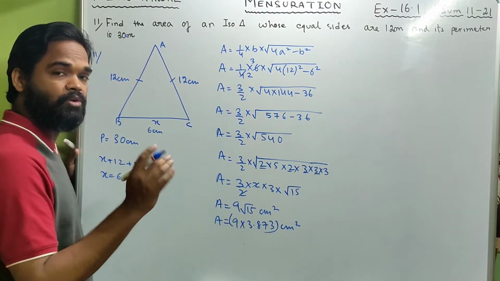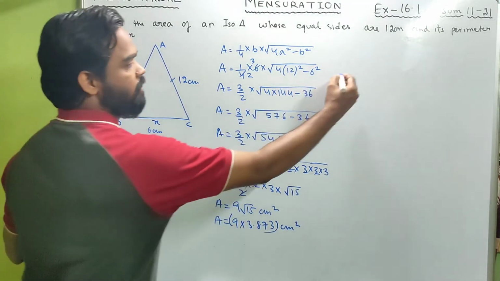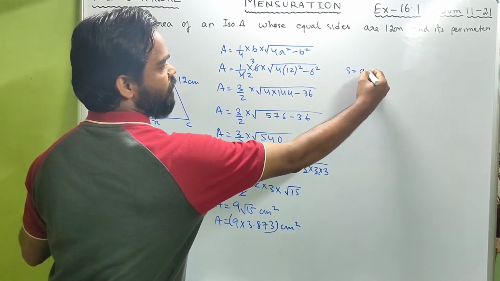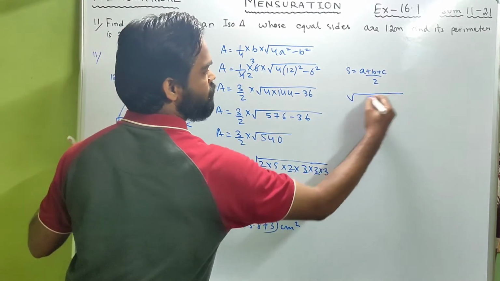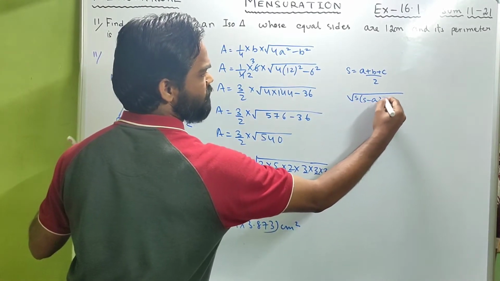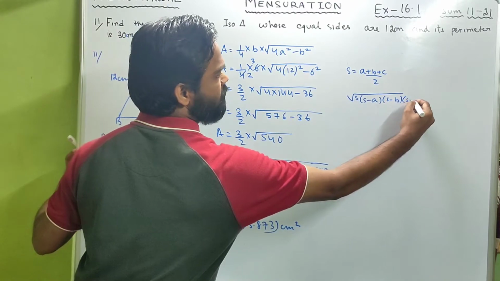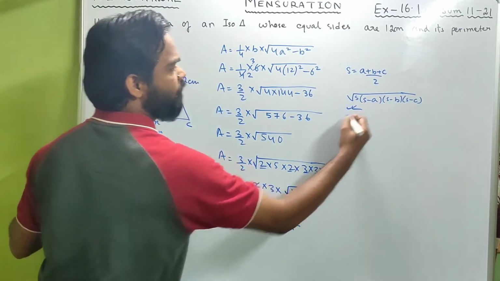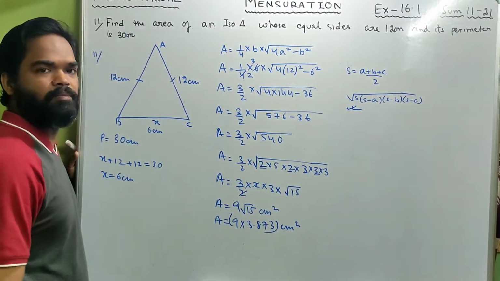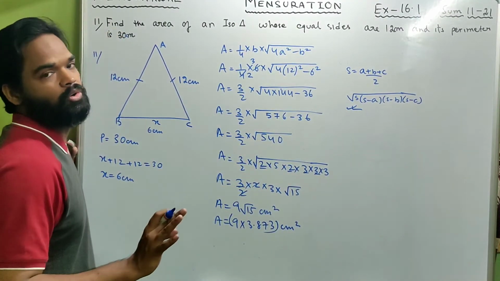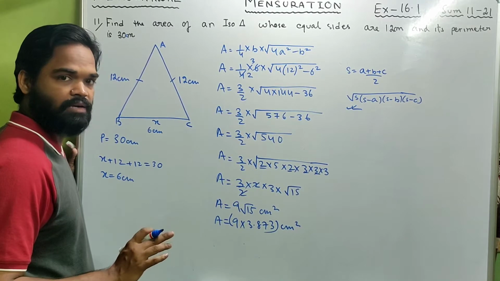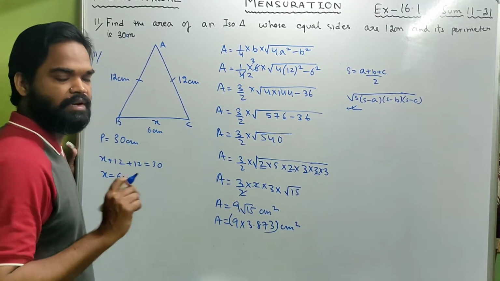Okay, the same sum you can do by Heron's formula also, which was, S, first of all, A plus B plus C by 2, and then use area equals root of S into S minus A, S minus B, S minus C. You can use this formula also to get the area. This formula can be used for any triangle if the sides are known to you. Clear? Now let us look at the next sum.